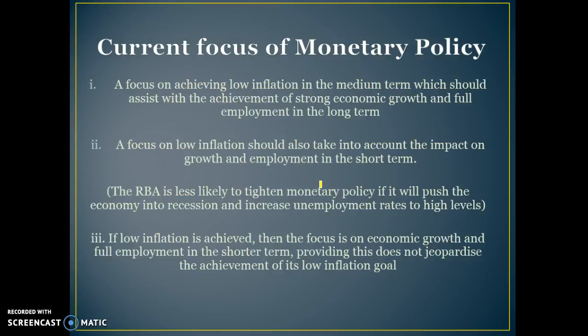The current focus of monetary policy is firstly to achieve low inflation in the medium term, which will assist us to achieve strong economic growth and full employment in the long term. And a focus on low inflation should also take into account the impact on growth and employment. The RBA is less likely to tighten monetary policy if it will push the economy into recession and increase unemployment rates to high levels. If inflation is achieved, then the focus is on economic growth and full employment, providing this does not jeopardise inflation. So basically, they'll focus on inflation first, and then if that is under control, they will focus on their other goals of economic growth and full employment.